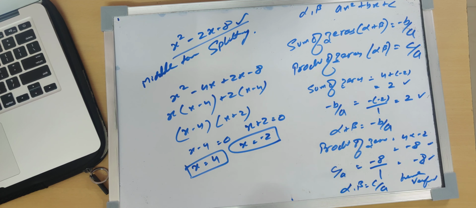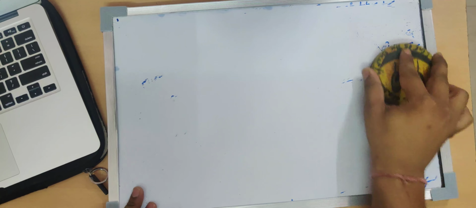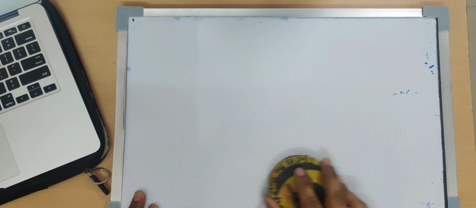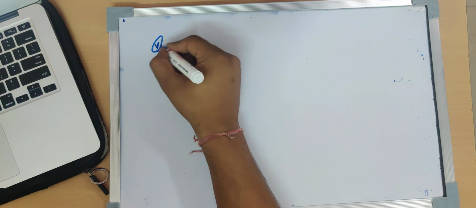We can take one more example to solve it. If you want to copy it, you can pause the video and note down the question. We'll move on to the next question. Okay, so which question should we take? We can take the question t square, that is question number 5.